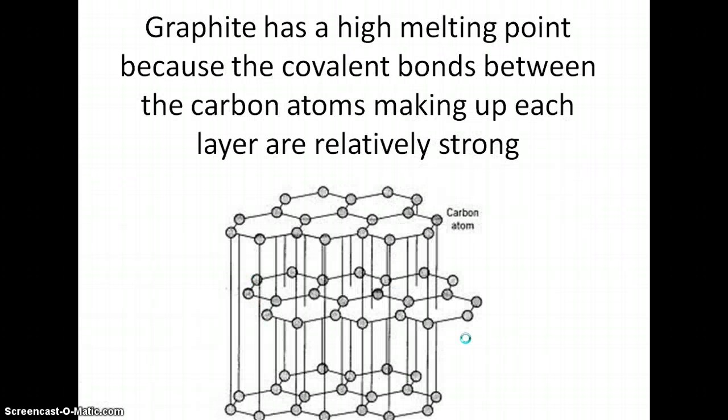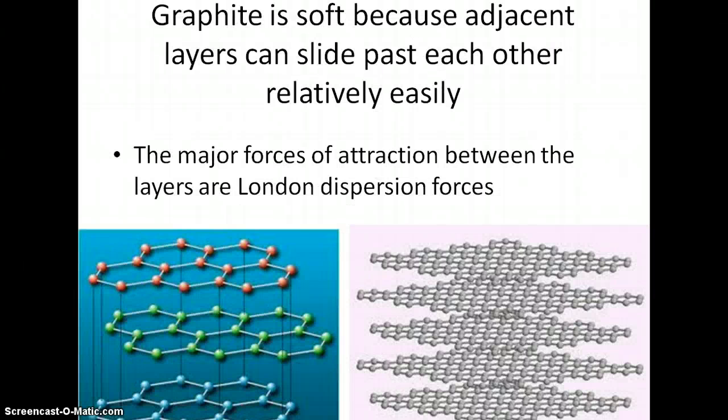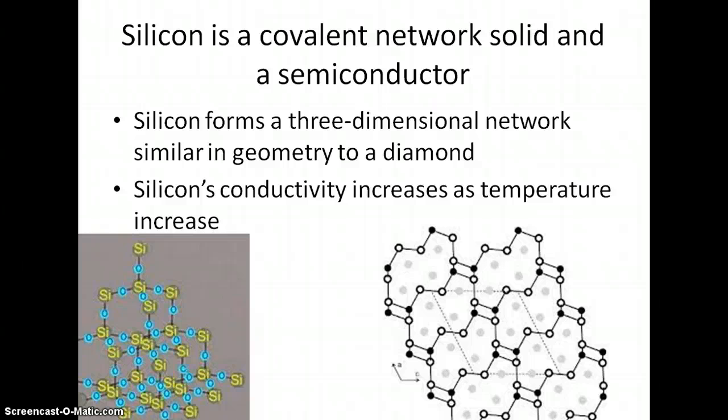Graphite's going to have a very high melting point because of these covalent bonds that make each layer very, very strong. But because of the structure, graphite is soft, because the layers are able to slide past one another relatively easily. The major forces of attraction between the layers are just going to be London dispersion forces, which we know are the weakest intermolecular forces that you can have. So the graphite does slide past each other very, very easily, even though the individual sheets are bonded very tightly.